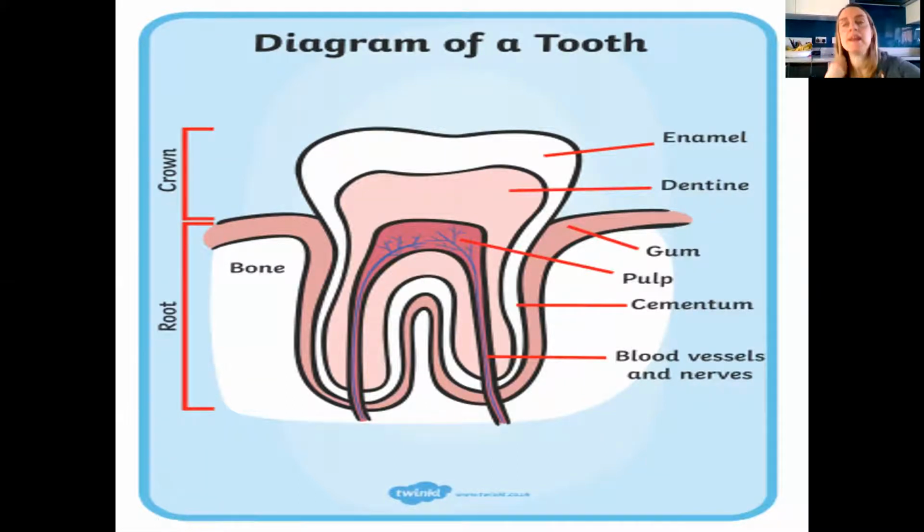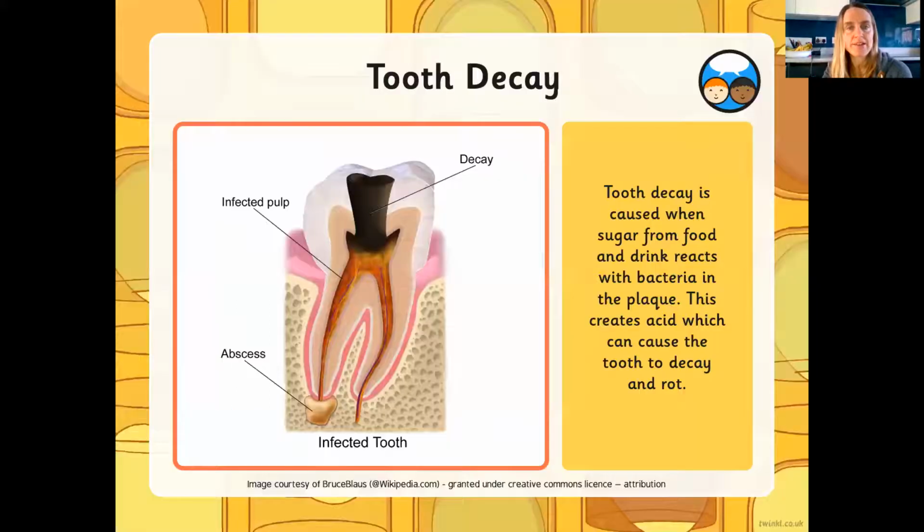But unfortunately, if we don't look after our teeth properly, we can get tooth decay. And there is a picture there of a decaying tooth. Okay, you can see it's gone all black here. The root down here is like an abscess, which is like a big painful spot, I suppose, underneath in the root, and the damage goes all the way up through the tooth, and that would be extremely painful.